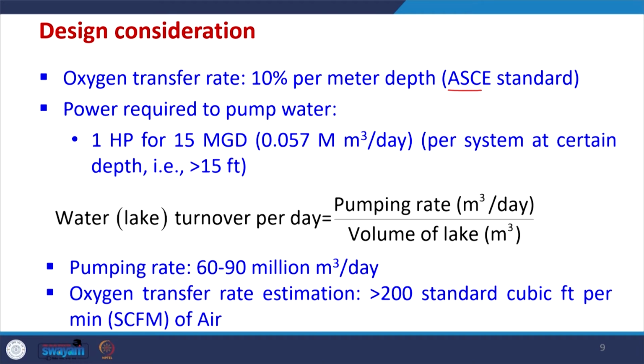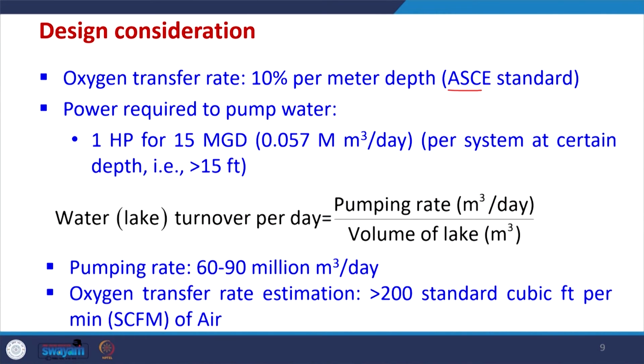Then what is the power required to pump water, because each of the aeration units may have different horsepower requirements. For example, one of the things could be that 1 horsepower is required for pumping 15 million gallons of air per day, like 0.057 million meter cube per day per system at a certain depth. Generally, the depth is taken around 15 feet. So, this is what is common, and through that we can find out the water or lake turnover frequency.